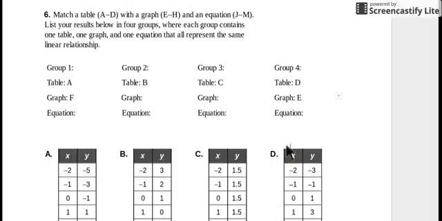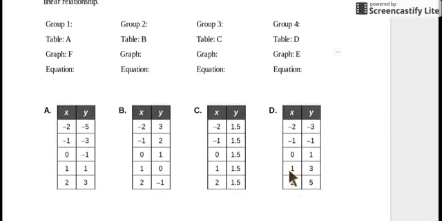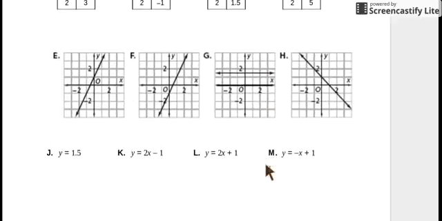Now I can use the same information to find the equation that matches that. Again, I know that my rate of change is positive, so I'm going to have a positive slope, and my y-intercept is 1. So I've got to find an equation that has a positive slope or positive rate of change and a y-intercept of 1. And only one of them down here has that information, a y-intercept of 1 and a positive slope. And it's got to be this one.